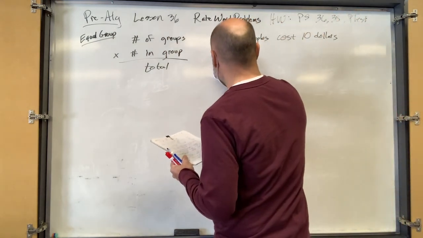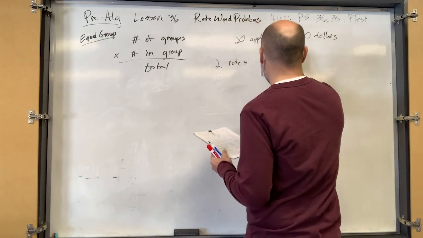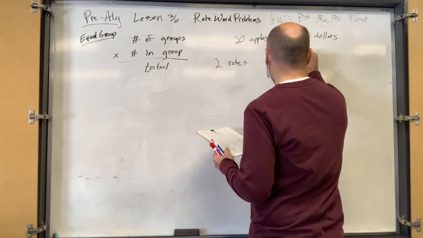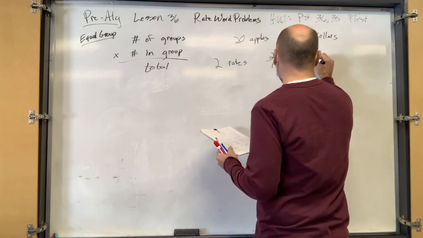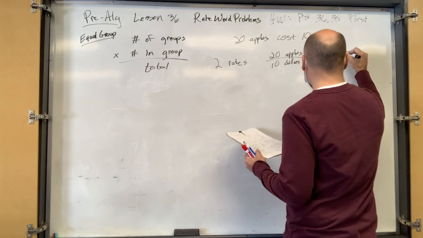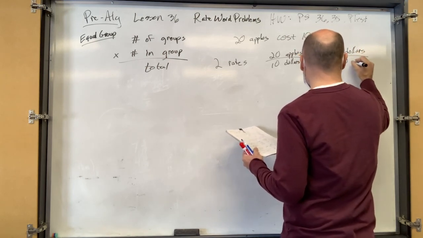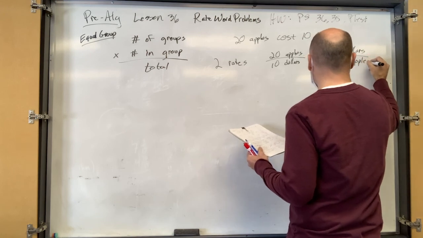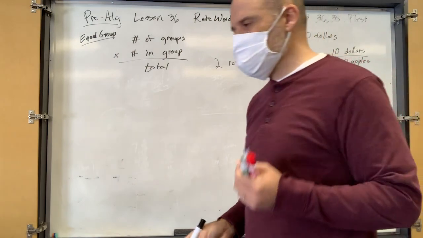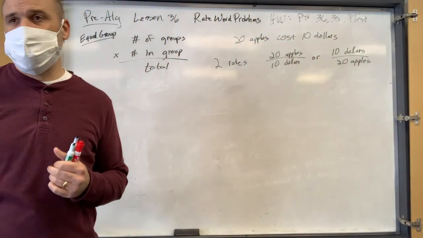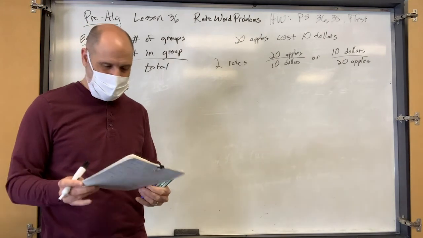There are 2 ways to write this rate. There are 2 rates. You could say 20 apples over $10, or $10 over 20 apples. And either way, you can reduce these fractions, because rates are just fractions. It's not a typical this out of this kind of fraction, but it still looks like a fraction and it's still reducible.